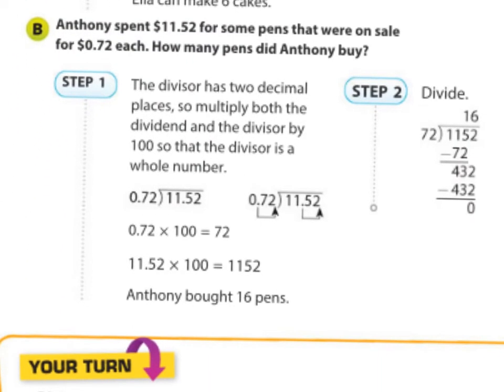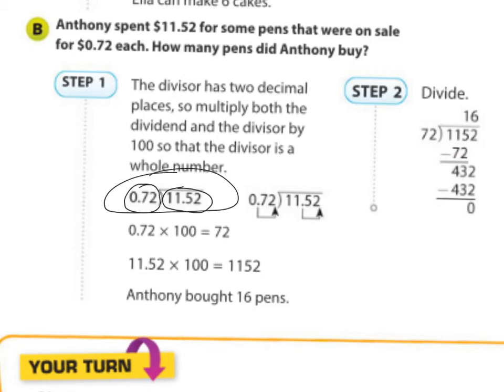Here's another one. Anthony spent $11.52 for some pens that were on sale for 72 cents each. How many pens did Anthony buy? So you have all this money that he spent, $11.52, and each one was 72 cents. So how many groups of 72 are there in $11.52? And that's what they have here. They have this set up. There's all the money that he spent, and here is each pen.